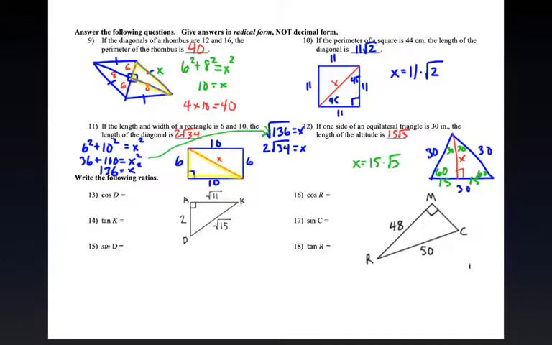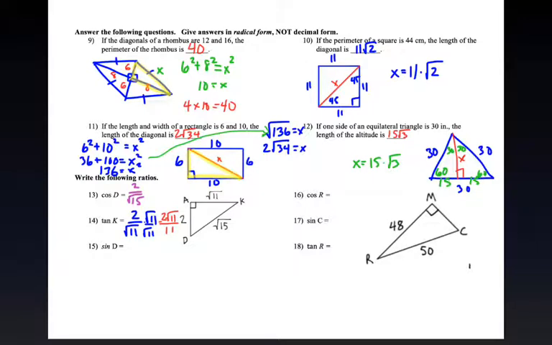Now down here at the bottom, the cosine of D didn't happen. I'm not sure what's going on there. Let's see if it may pop up here in a second. The tangent of K, from the perspective of K, 2 is opposite. The square root of 11 is adjacent. 2 divided by the square root of 11, we have to simplify. Multiplying by the square root of 11 over the square root of 11 becomes 2 square root of 11 over 11.